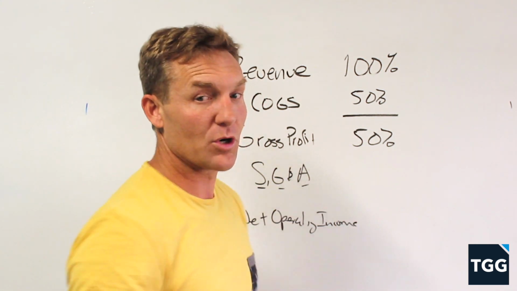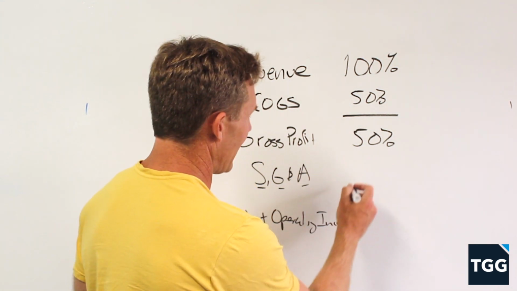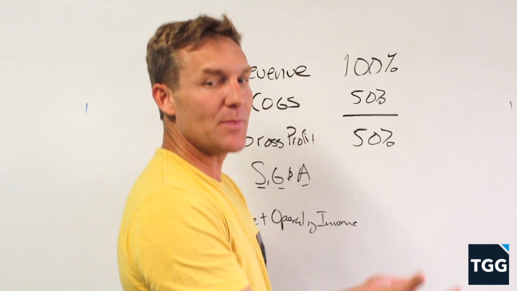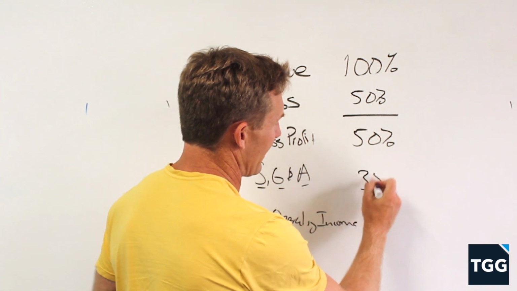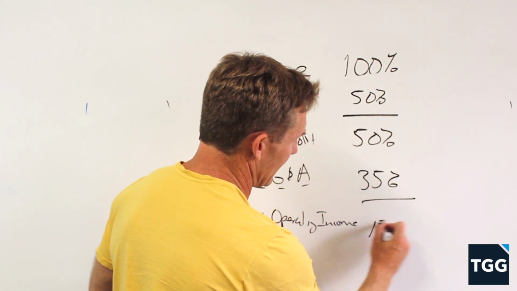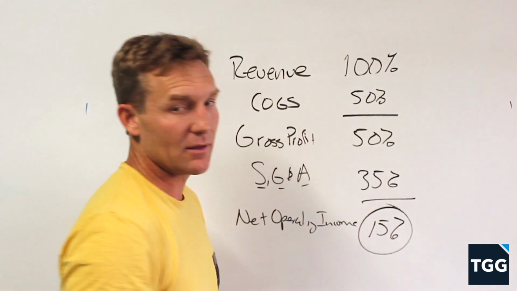But in order to make that work, you've got to be able to go out and sell it. So what happens is the SG&A expenses tend to be higher in the specialty manufacturing arena, getting as high as 35% to get you a net operating income of around 15%.